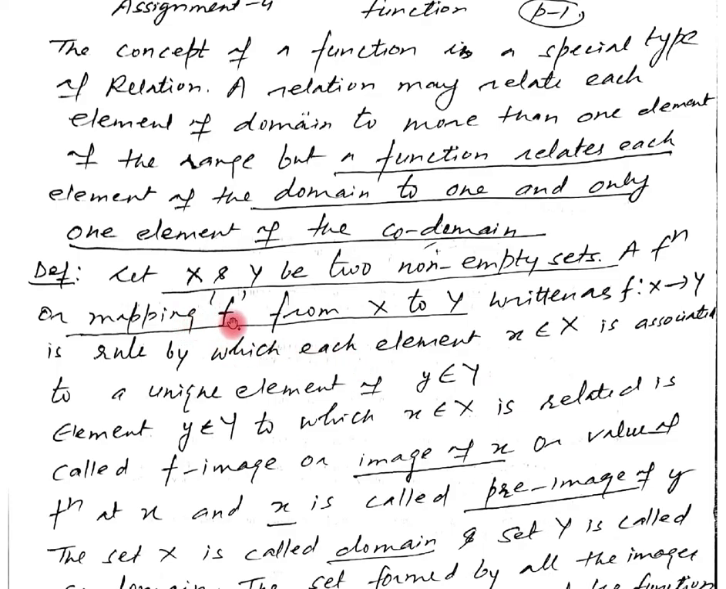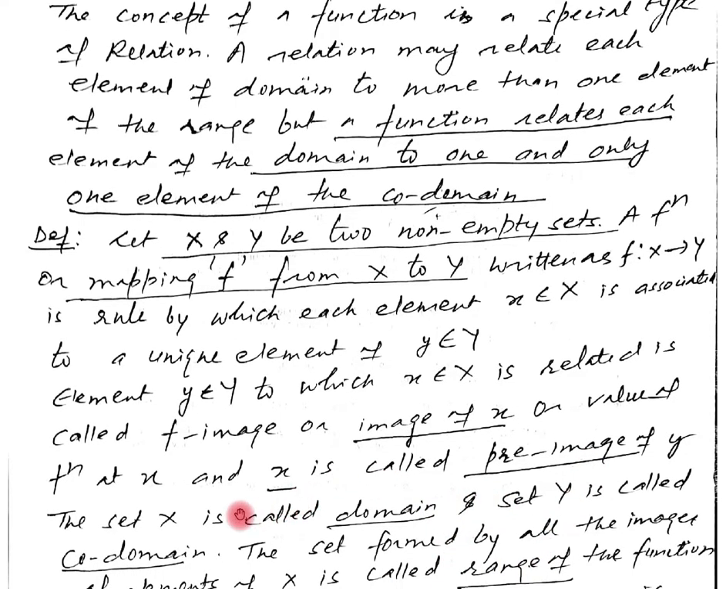It means a function is a mapping. It is just a rule by which each element of X is associated or related with a unique element of Y. This type of mapping is known as what? Function. Now here, the element y belonging to Y to which x belonging to X is related is called the image of x under f, or the value of the function at x, and x is called the pre-image of y.